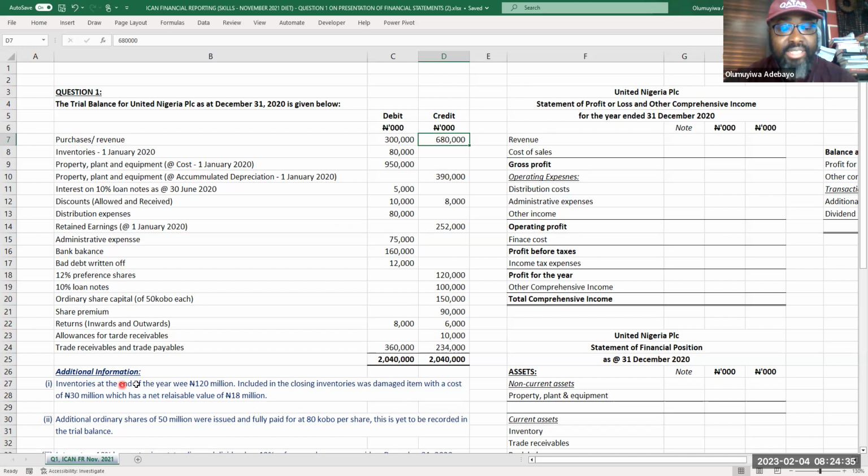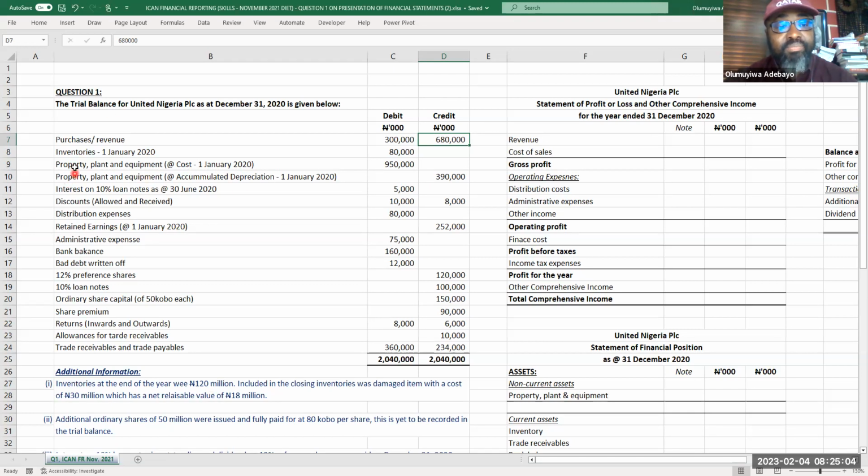But here, you find out that closing inventory is always by way of additional information, because based on the periodic system, you then need to do an inventory count and take note of it as an adjustment you are going to make to your trial balance in the process of preparing financial statements, which is what we're going to do now. That's why you can see the inventory figure here at 120, closing inventory at the end of the year. That explains that.